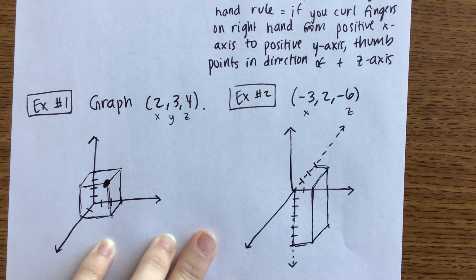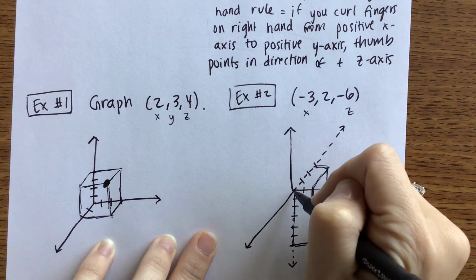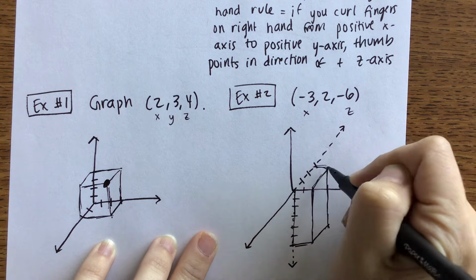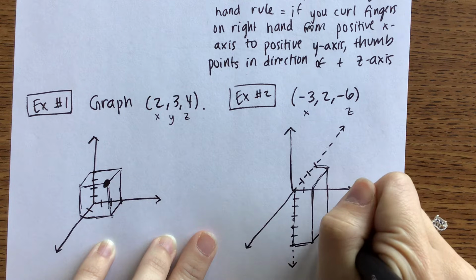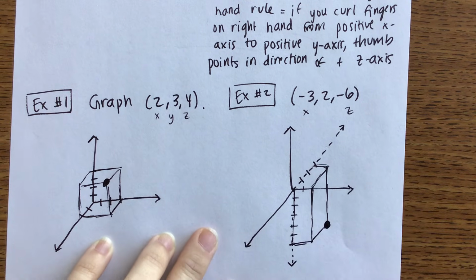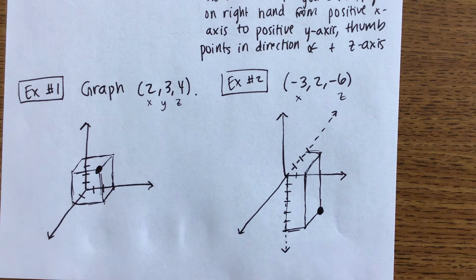So the prism should be not horrible to draw, and then you just got to figure out which corner of that, which vertex, is your point. So again, we went back -3, we went over 2, and we went down 6. So this is where our point is. Okay with graphing? Great. We're going to end with graphing also, but we're going to move on now.